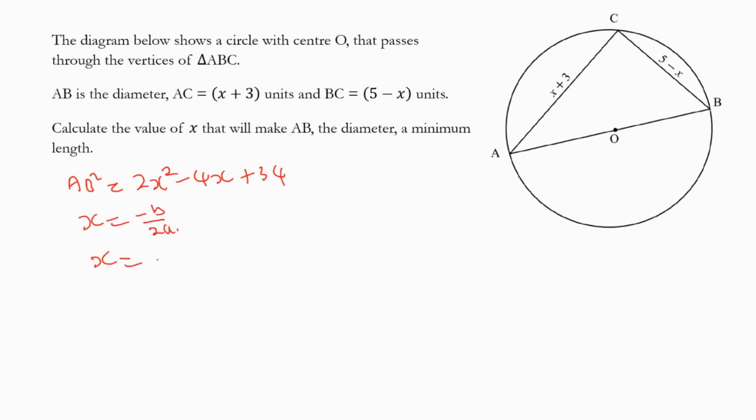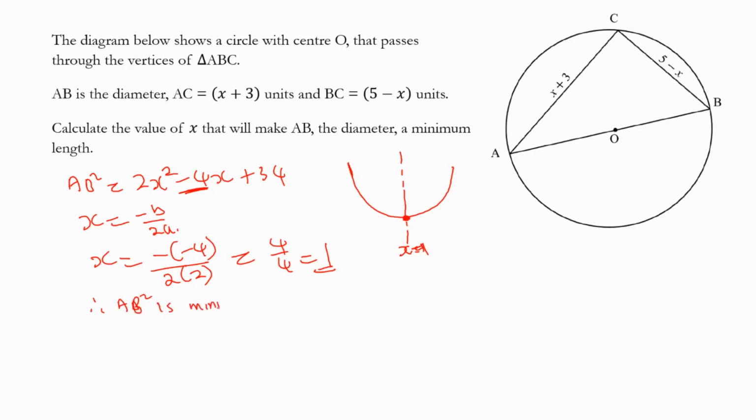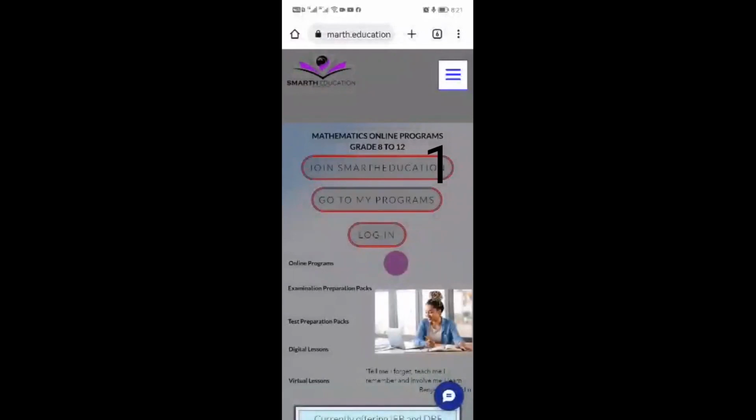So this one was easier. x is equal to negative, your b is negative 4. So negative negative 4 over 2 times a, 2. So which is 4 over 4, which is equal to 1. So x is equal to 1. So that's the axis of symmetry. The axis of symmetry passes through the turning point. So it means when x is equal to 1 here, this is the minimum point. So it means therefore AB squared is minimum when x is equal to 1. Therefore AB is minimum when x is equal to 1.